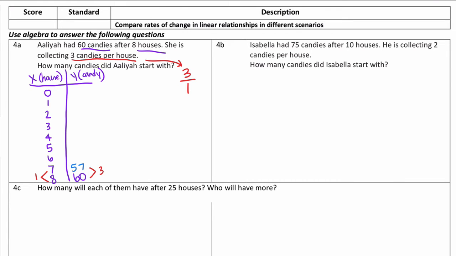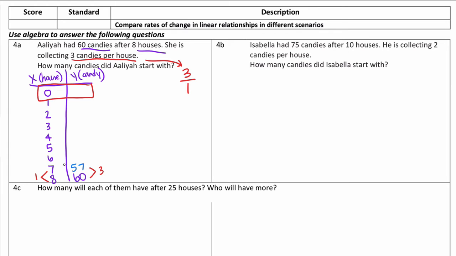So I'll say that one more time. Moving forward in time, if I was at 7 houses with 57 candies, and I'm getting 3 candies for every house, 3 more candies would be 1 more house. So they just kept working backwards until they got to 0. Because remember, what we're looking for is how many candies did she start with? That would be at 0 houses, how many candies would that be?